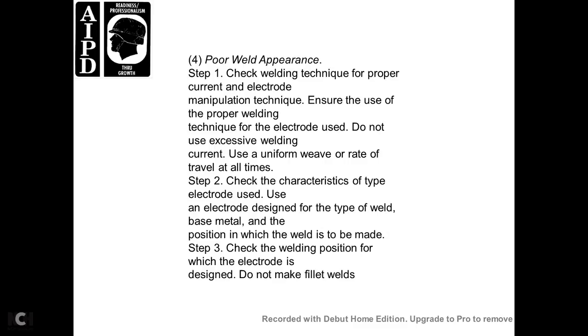4. Poor weld appearance. Step 1, check the welding technique. Use the proper current with the proper electrode manipulation technique to ensure proper welding with the electrode being used. Do not use excessive welding current. Use a uniform movement and rate of travel. Step 2, check the characteristic type of the electrode used. Electrode design varies with the type of base metal and the position in which the weld may be made.